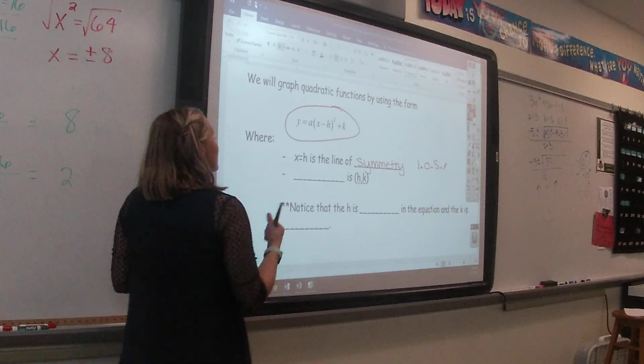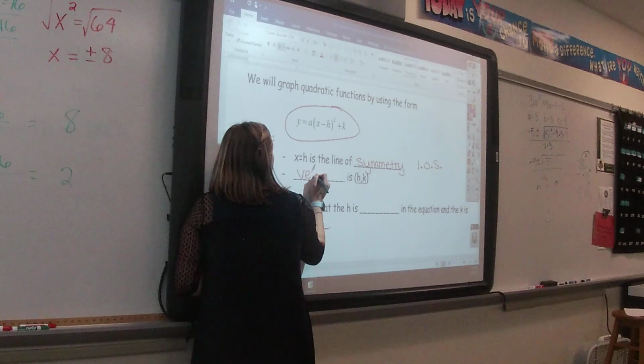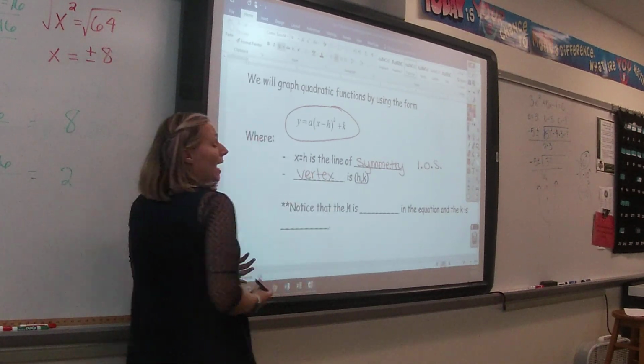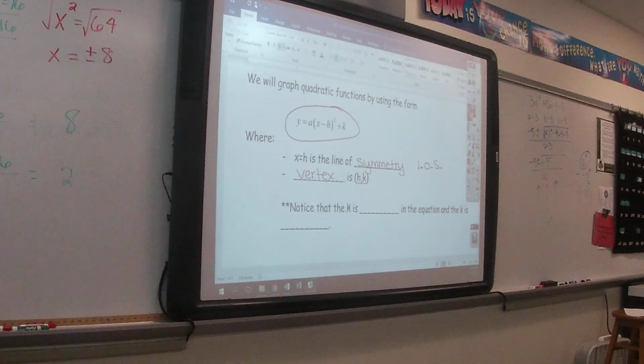If we want to find the vertex, it will be h comma k. So we can find the vertex and the axis of symmetry, and if we know whether the parabola is going to open up or down, that's all we're going to need today to be able to graph it. If we can identify a couple key features, we'll know the rest of what the graph looks like.